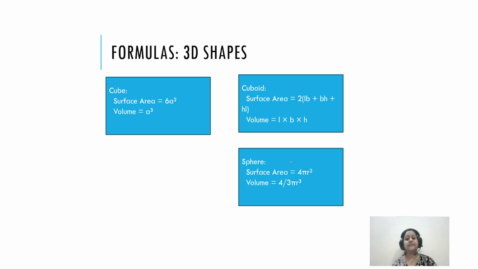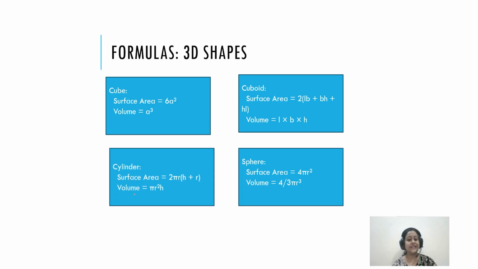For sphere, which is the 3D counterpart of circle, the surface area is 4 into pi into r square, whereas volume is 4 by 3 into pi r cube. All these formulas can be derived, but for the time being, for this particular test, you should only memorize these formulas.